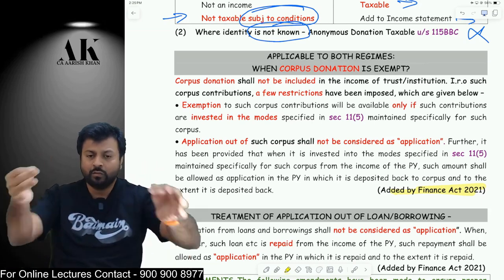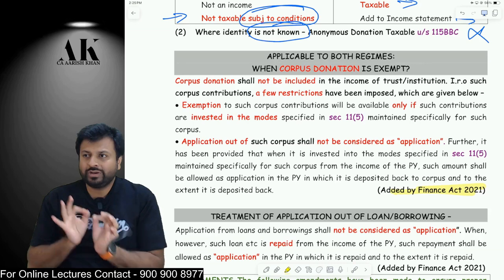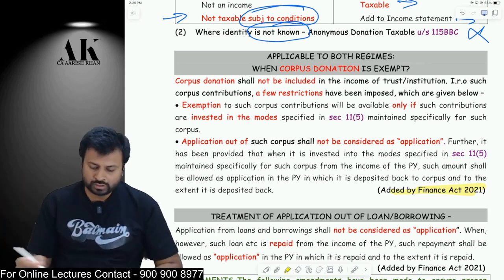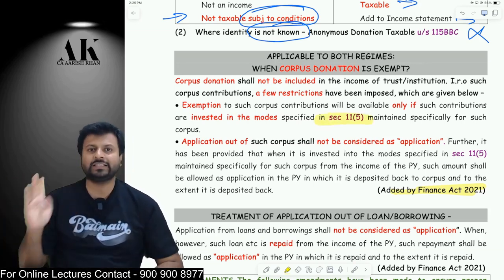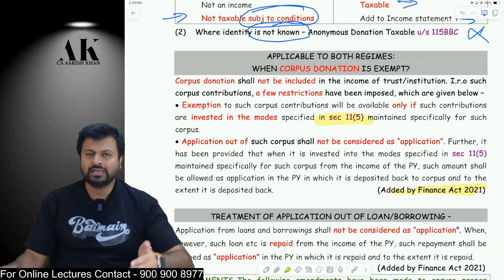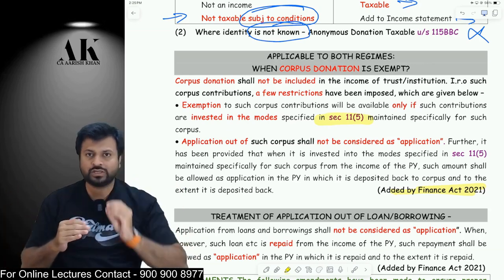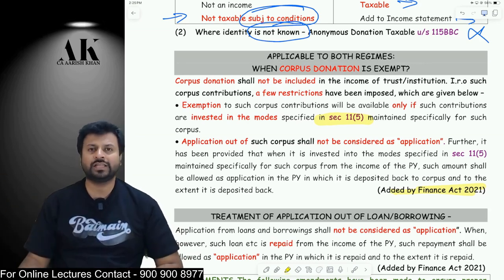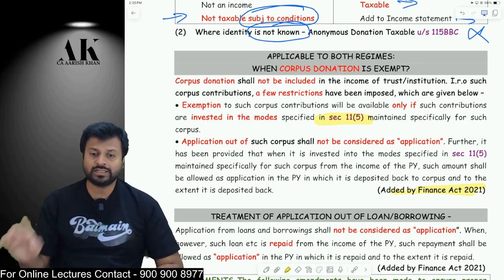The condition is, when you receive the corpus donation, you have to invest that corpus donation in the mode specified in 11.5. Only then it is exempt. Otherwise, it is not exempt. Okay. Suppose I received 100 crore rupees as corpus donation. I have to invest that 100 crore in the mode specified in 11.5. Then only that 100 crore is exempt.